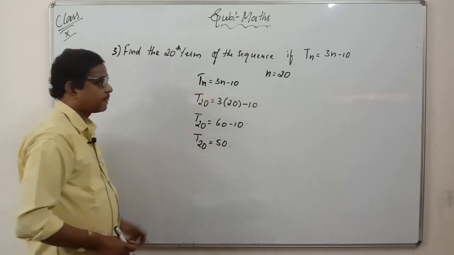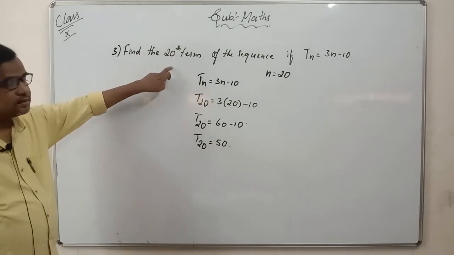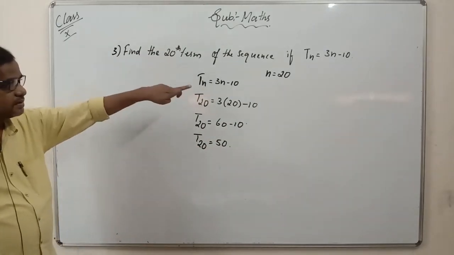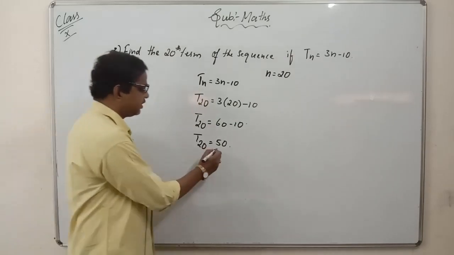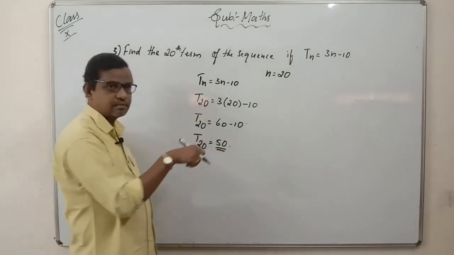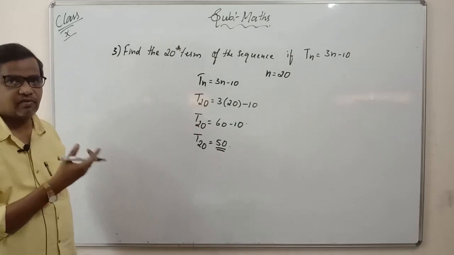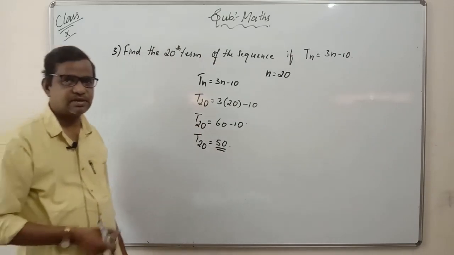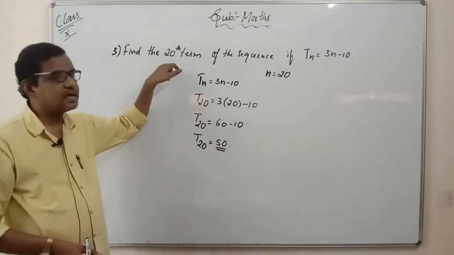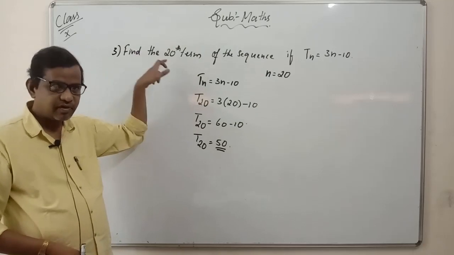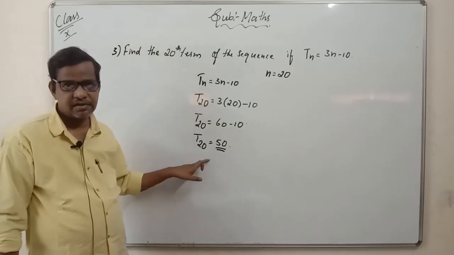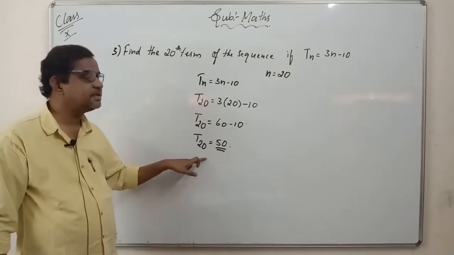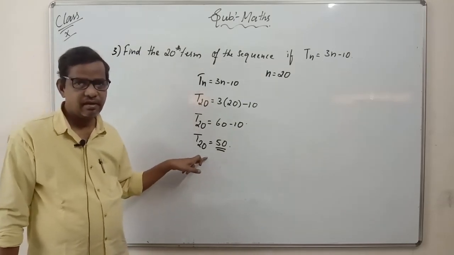So the 20th term of the sequence Tn equals 3n minus 10 will be 50. If you go on writing the terms, first term, second term, third term, fourth term, fifth term, sixth term, seventh term, whatever it is, at last you will go for the 20th term. When you come for the 20th term, the 20th term will always be 50. So this indicates the 20th term is 50 here. Okay, copy now.